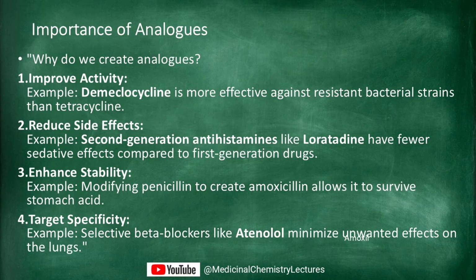Enhance stability. Example, modifying penicillin to create amoxicillin allows it to survive stomach acid, making it suitable for oral use. Target specificity. Example, selective beta blockers like atenolol focus on heart receptors, minimizing effects on the lungs. Analogues truly showcase the art of precision in drug design.